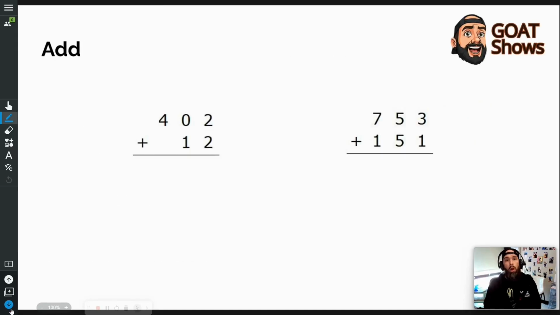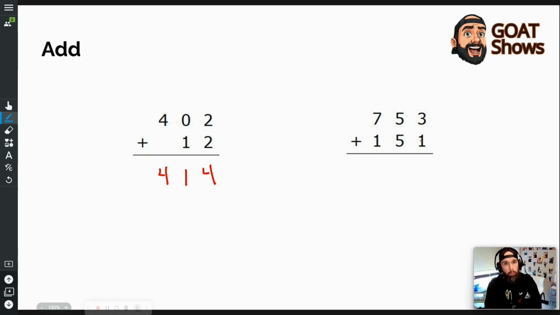Now we're going to do two per slide, per page, whatever you want to call it. 402 plus 12. Now again, what we're doing is we're starting all the way to the right, and then we're adding them up. If it's bigger than 10, you carry over a number and then add everything. 2 plus 2 is 4. Nice and easy. 0 plus 1 is 1. Nice and easy. 4 plus nothing is 4. So 402 plus 12 is 414. Easy peasy, lemon squeezy.